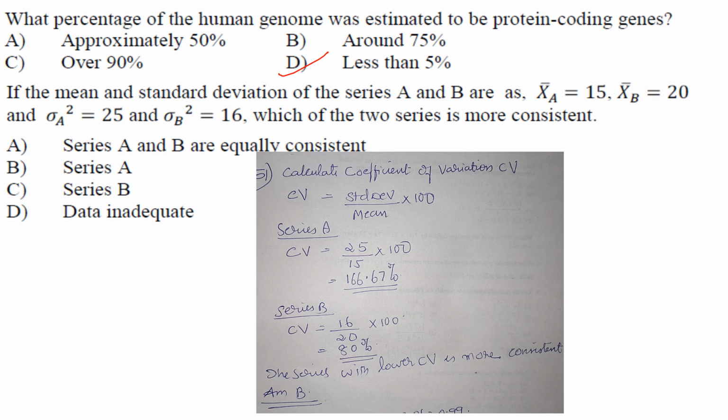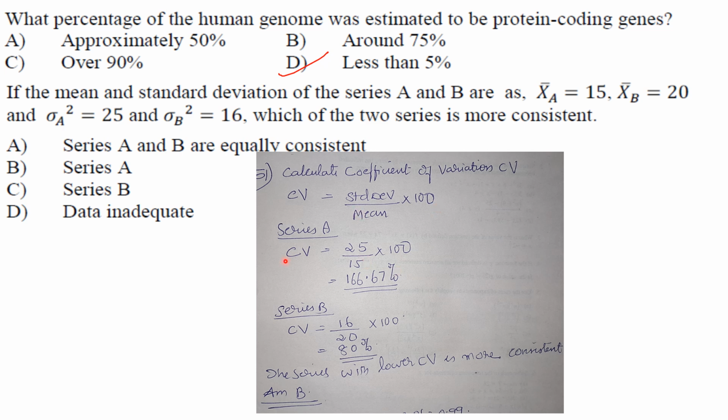Next one. If the mean and standard deviation of the series A and B are given, as XA, XB and sigma A square, sigma B square, which of the two series is more consistent? The more consistent will be the one with the lower coefficient of variance. So now calculate the coefficient of variance. In the last January 2024 paper, I told you the formula for coefficient of variance. Coefficient of variance is standard deviation by mean into 100.